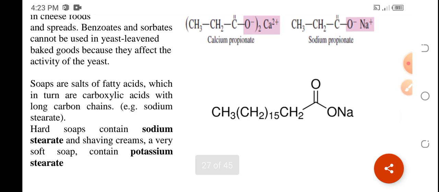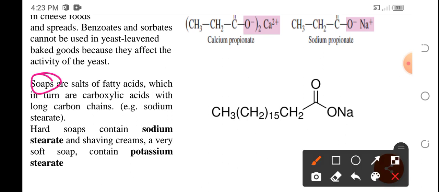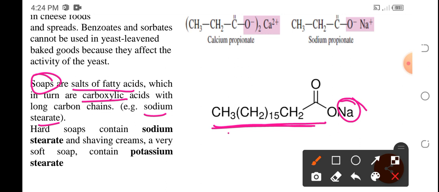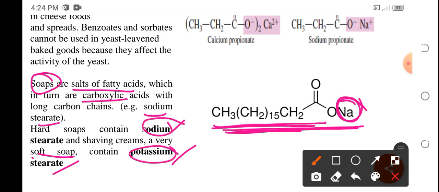Another example of these carboxylic acid salts are the salts of fatty acids. Fatty acids are long-chain carboxylic acids, and once they react with a strong base, they could become a soap. So soaps are salts of fatty acids, which in turn are carboxylic acids. This example would be sodium stearate. So this is sodium, and this is the stearate. It came from stearic acid. This stearic acid reacts with sodium hydroxide to produce this carboxylic acid salt, sodium stearate. Now, hard soap contains sodium stearate, while soft soap contains potassium stearate. They differ in the property of the strong base.